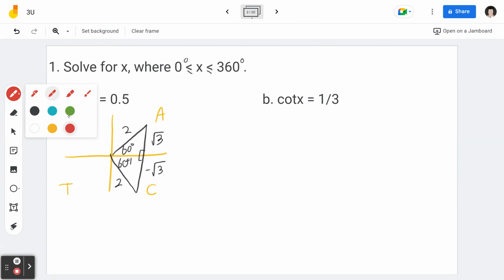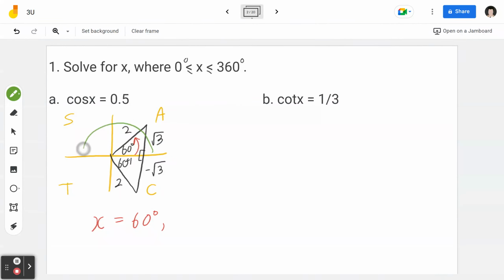Now, there are 2 answers. So again, one answer is going to be right here, and that's going to be 60 degrees. If you grab a different color, the other answer is going to be right there. Let's do it again. It's going to be right there, which is going to be 360 minus the related acute angle. So 360 minus 60 degrees, which is going to be 300 degrees.